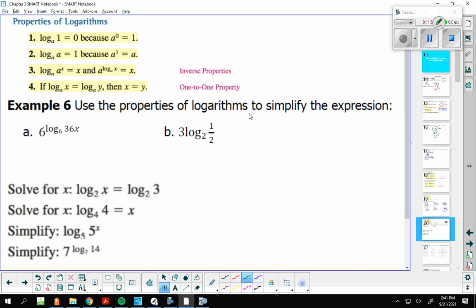So now we're going to use the properties to simplify the expression. We're not solving because there's no equal sign. We're just simplifying because it's just an expression. So here, we can use the inverse property, right? So 6 to log base 6, then we just get 36x.